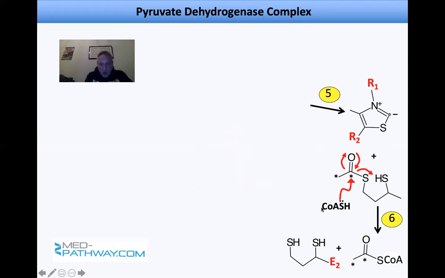And what happens then is coenzyme A, which has a sulfur group itself, actually attacks this electrophilic carbon here. You kick out this lipoic acid. Now it's reduced, and you make acetyl-CoA. This is a trans-thioesterification reaction because we start out with a thioester here, and we end up with a new thioester.